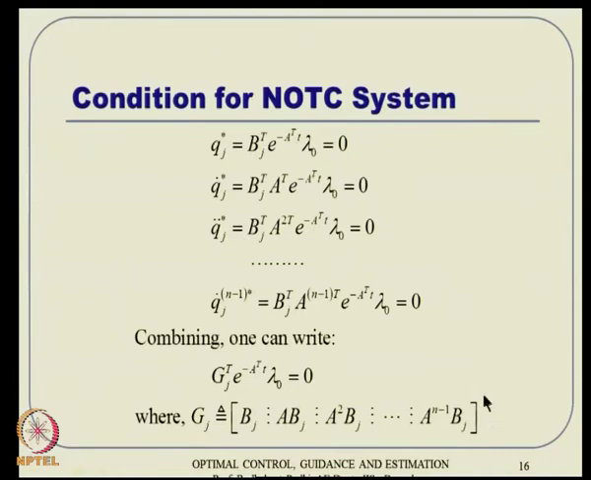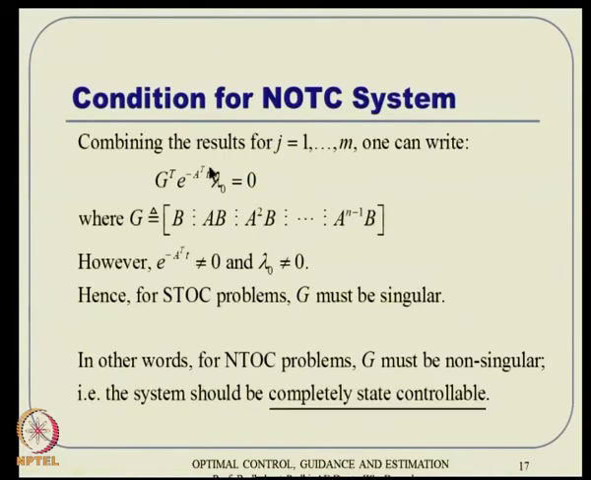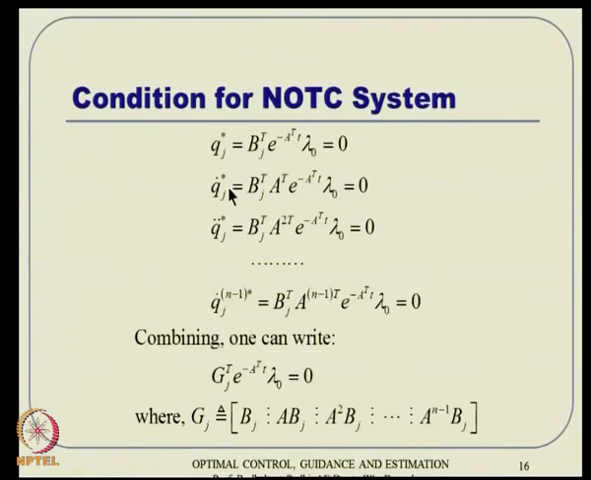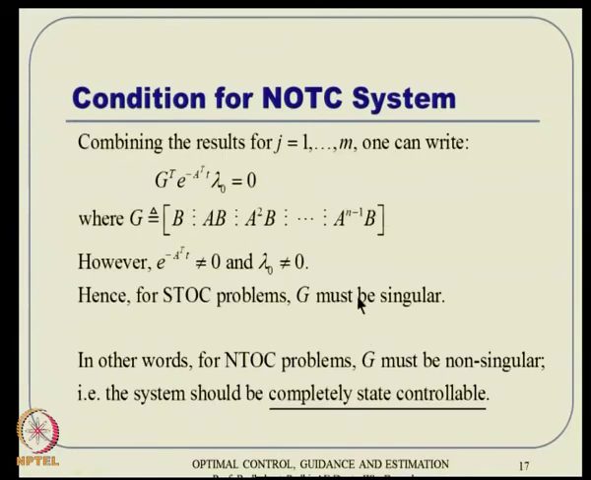All these are collected here, and they tell Gj happens to be bj, abj, like that. Now if you repeat that exercise for j equal to 1 to m, it will turn out to be this expression. All these bj's can be combined and analyzed appropriately and put together. Then it turns out to be that G transpose e to the power minus a transpose t times lambda naught is equal to 0.